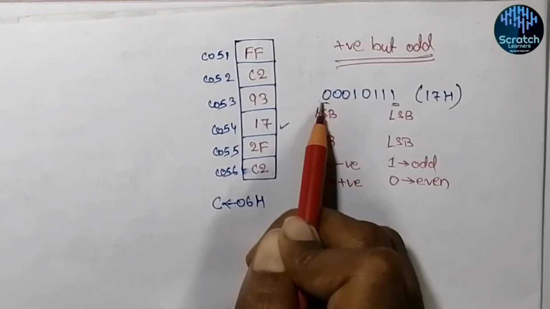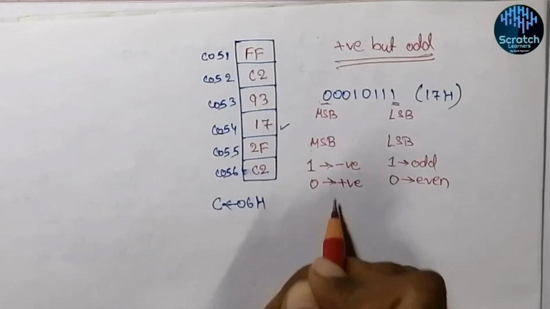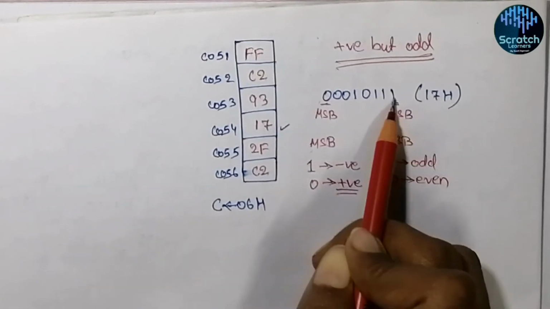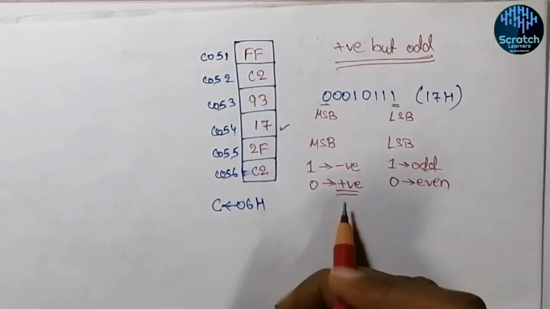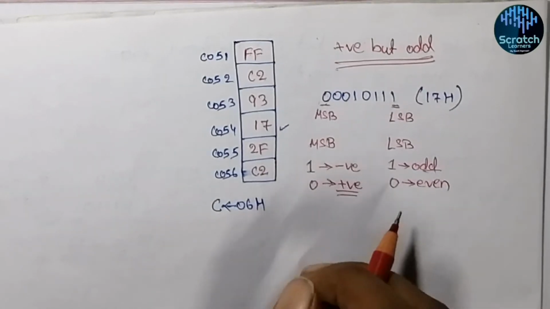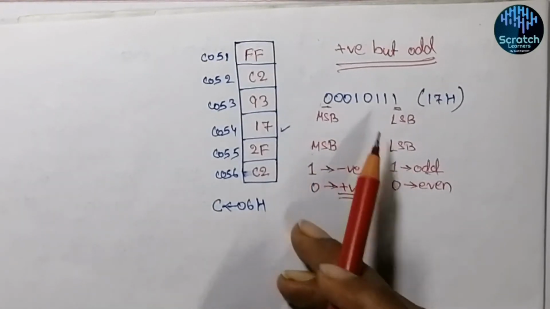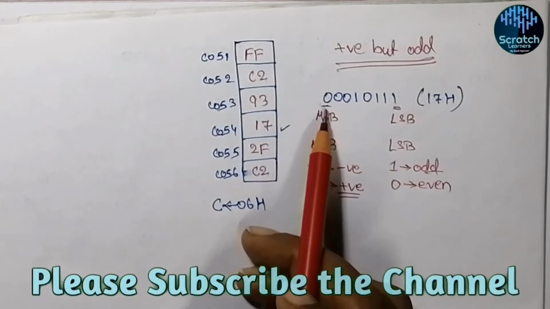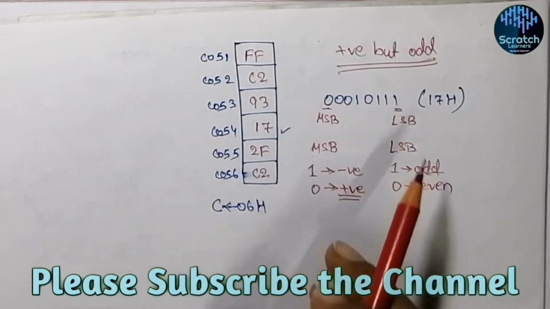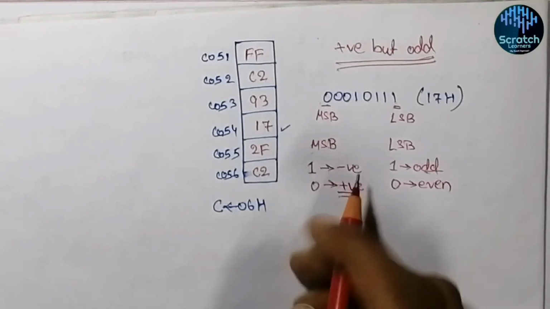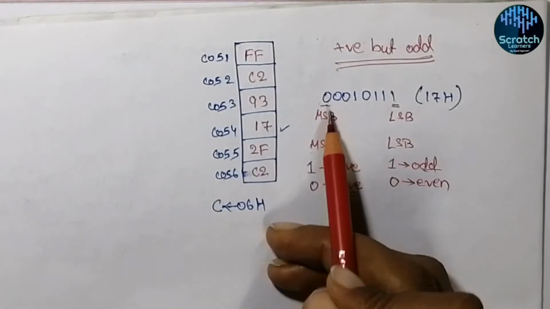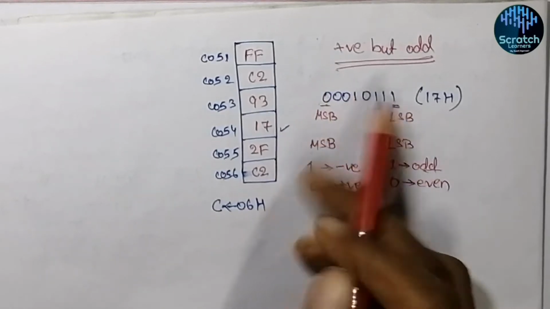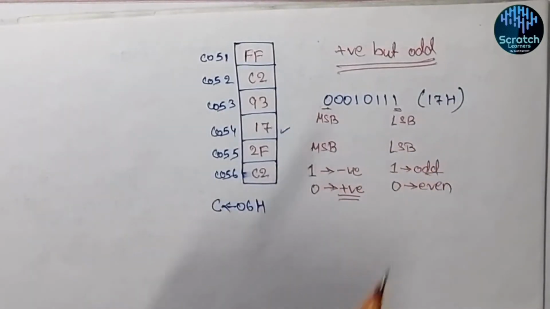So here you can see that the most significant bit is 0, so this is positive, and the least significant bit is 1, so this is an odd number. Okay, so this is a positive but odd number. So this is the logic, but how will we check it through an assembly language program in the microprocessor? So what we'll do is, this is the number, right? For positive or negative checking, we will rotate this number towards left by 1 bit. So what will we get? Let's see.